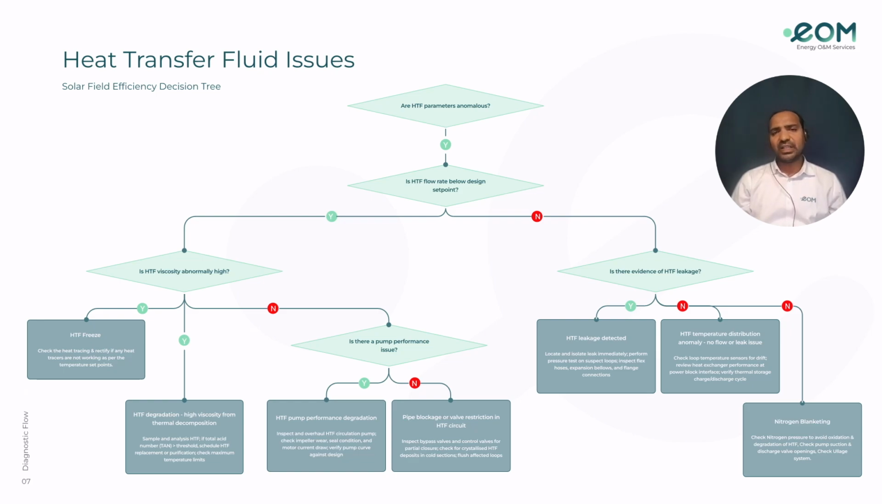One additional area that should never be overlooked is nitrogen blanketing. So improper nitrogen pressure can accelerate HTF oxidation and degradation over time. And with that, we move into the final diagnostic area, shading and shadowing.